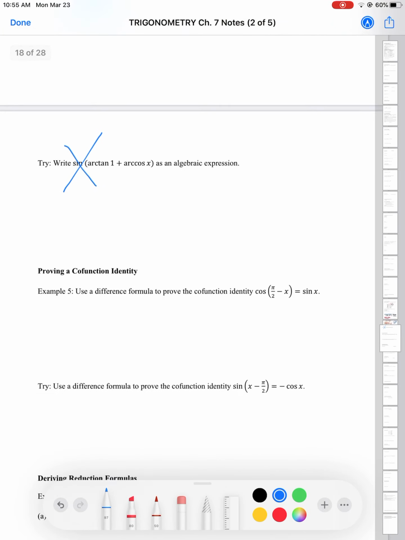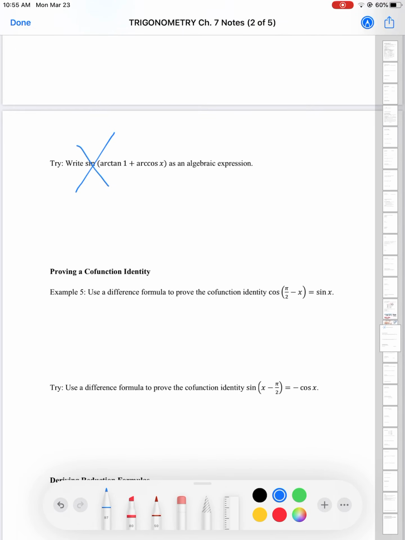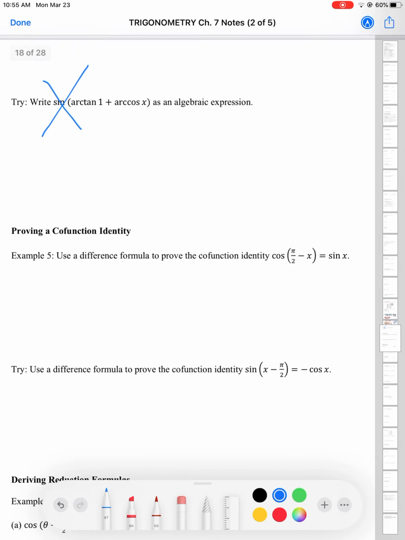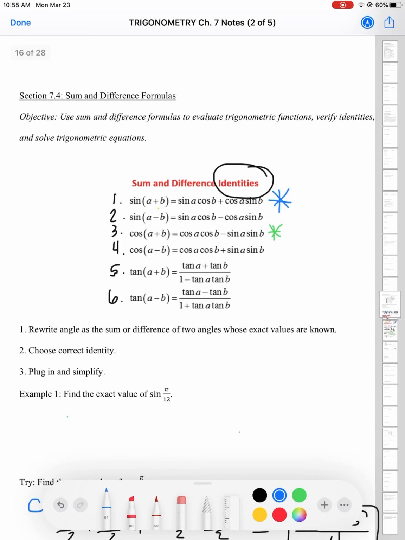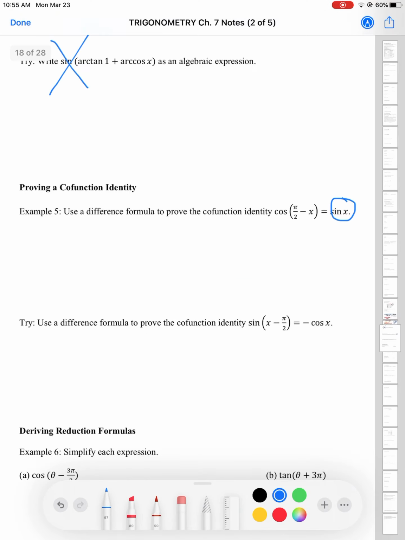So we're going to skip down here to proving a cofunction identity. Using a difference formula to prove the cofunction identity, cosine of pi over 2 minus x equals sine x. We're trying to get from the left side to the right side, so we're going to want to use one of these 6 formulas up here to get to this right side.